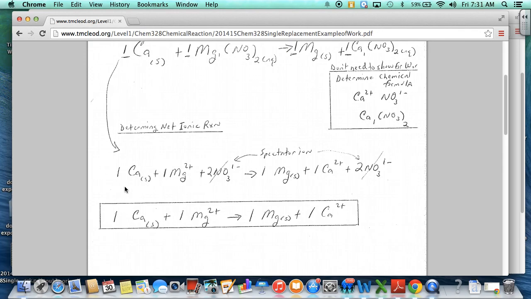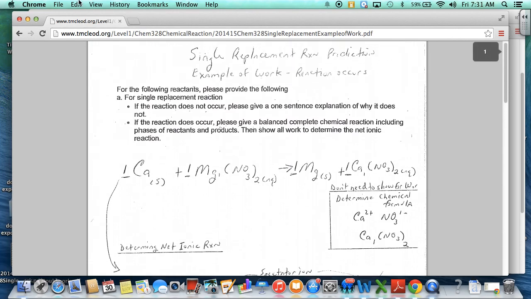So you cross those out, and then you rewrite everything else that still is not crossed out, and this is a net ionic reaction. For this one, what it means is that the calcium solid element is releasing 2 electrons, and the magnesium ion is gaining those 2 electrons to form the magnesium solid. So I hope this helps you in understanding how to determine and predict single replacement reactions. Thank you.